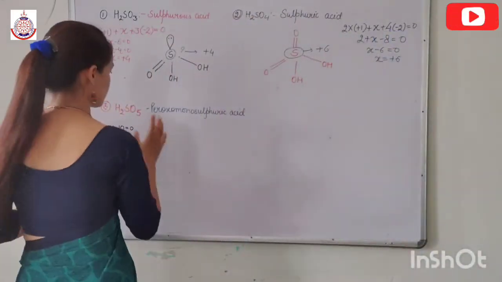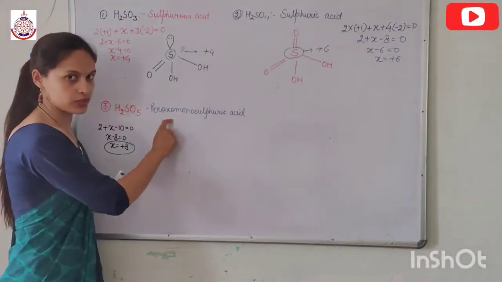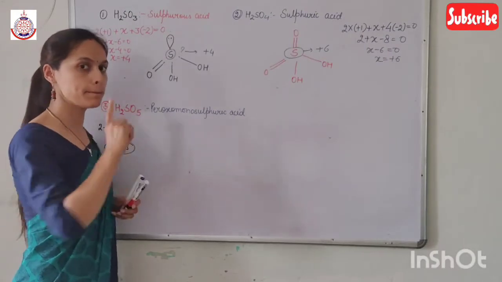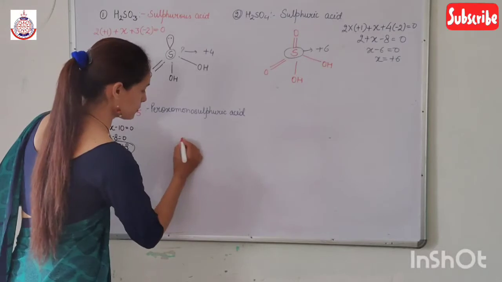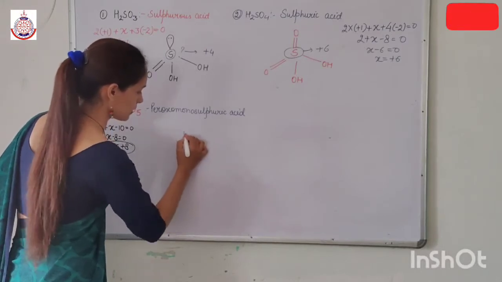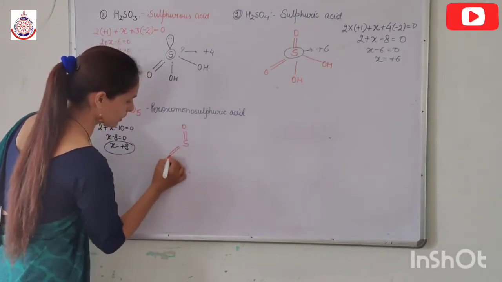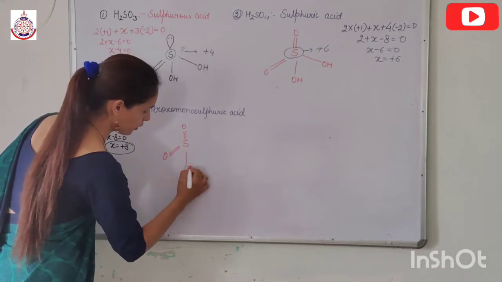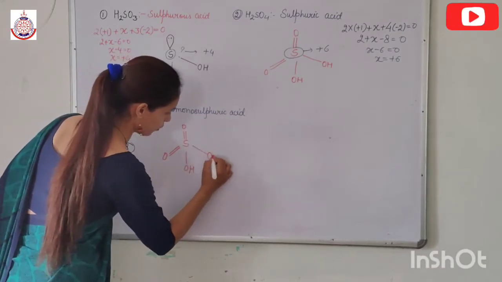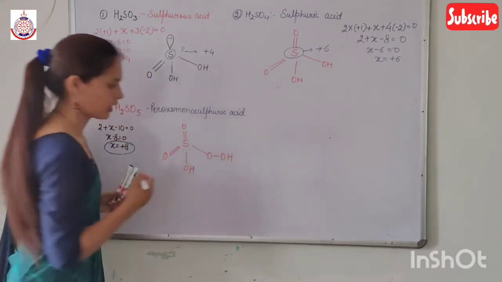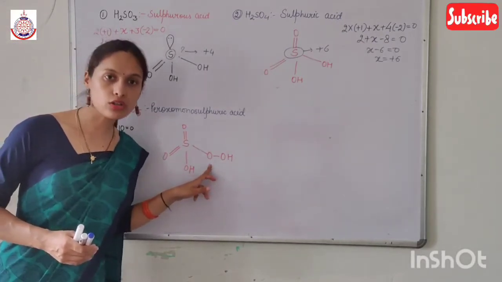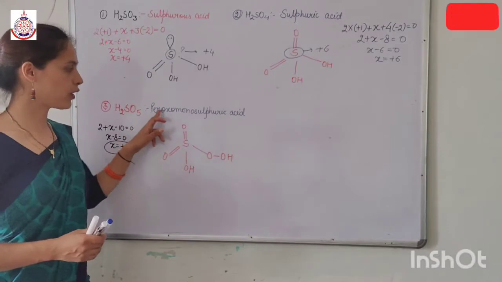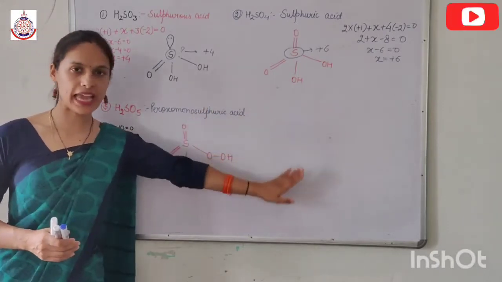So if I draw the structure, that's why it is peroxo. That's why I have written here peroxo. So if I draw its structure, it becomes S double bond O, single bond OH, single bond O, OH. And because of this peroxo linkage, it becomes peroxomonosulfuric acid.